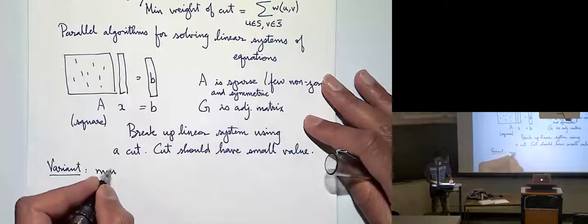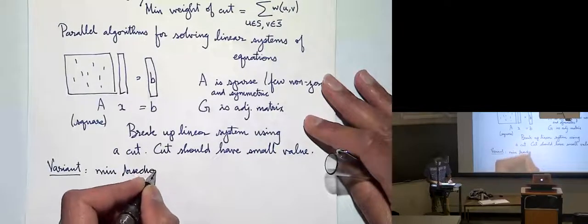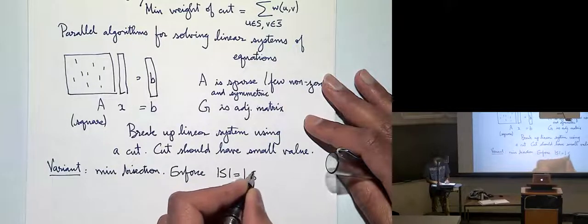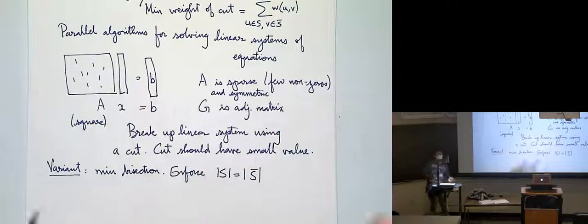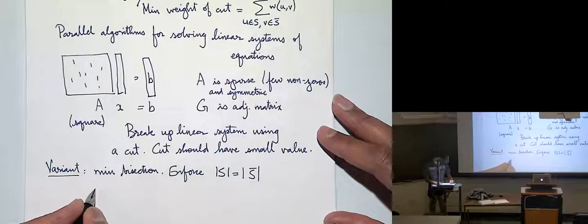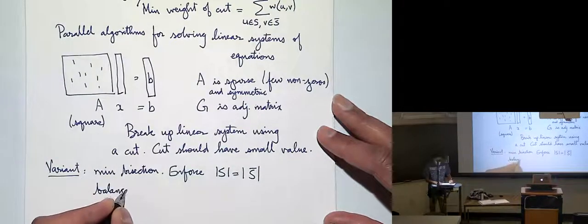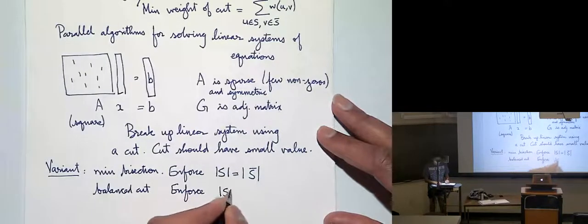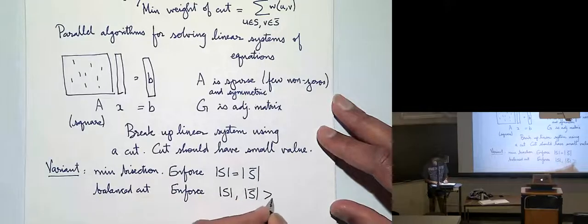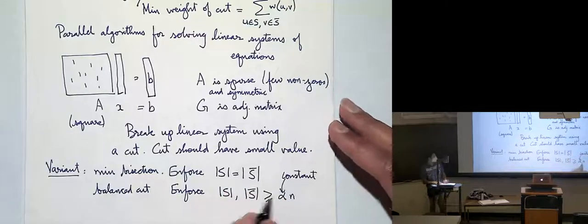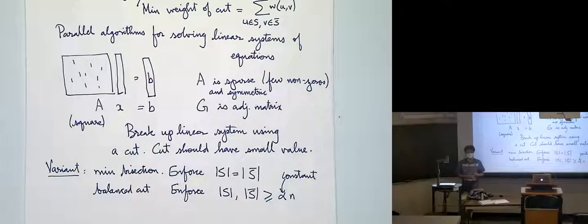It's called min bisection. So you enforce that S should be equal to S complement. Or maybe roughly, you could say, well, min bisection, you could do like balanced cut, which is to enforce maybe that S and this should be at least alpha times n. Alpha is some constant. So an alpha of a half is basically min bisection, but you might say it's okay to get a 1/3, 2/3 split. So there are lots of variants of this.